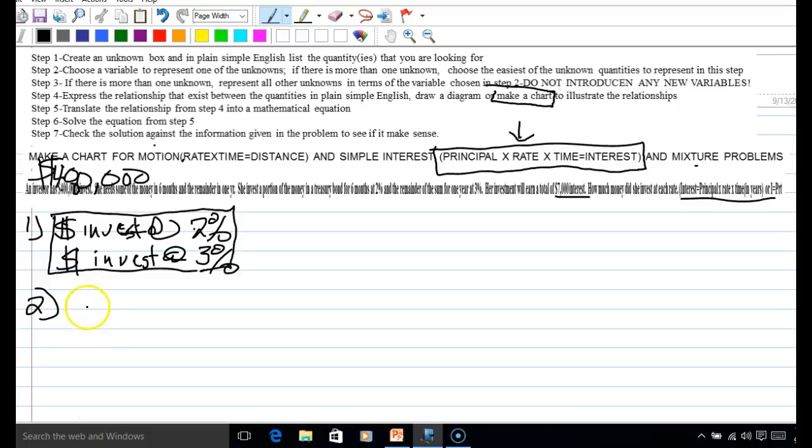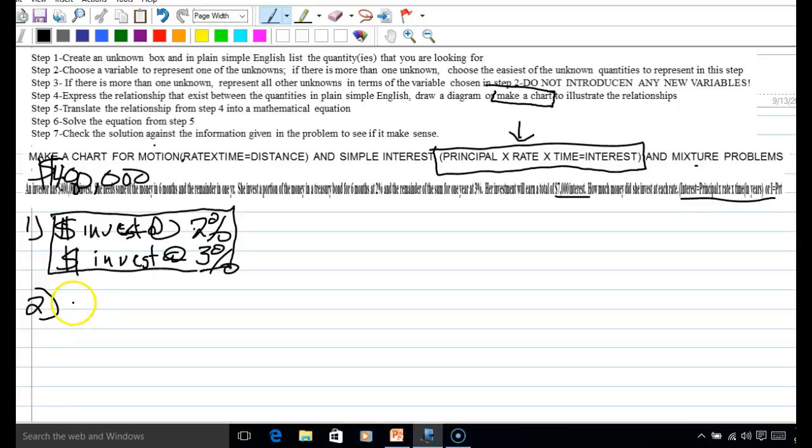So I have 2 unknowns here that I must represent. In step 2, I'm going to choose a variable to represent one of those unknown quantities. In general, I try to choose the easiest of the 2 unknown quantities to represent in this particular step. Well, here, one is just as easy to represent as the other. So in this particular case, it really doesn't matter which unknown I choose to represent in this particular step.